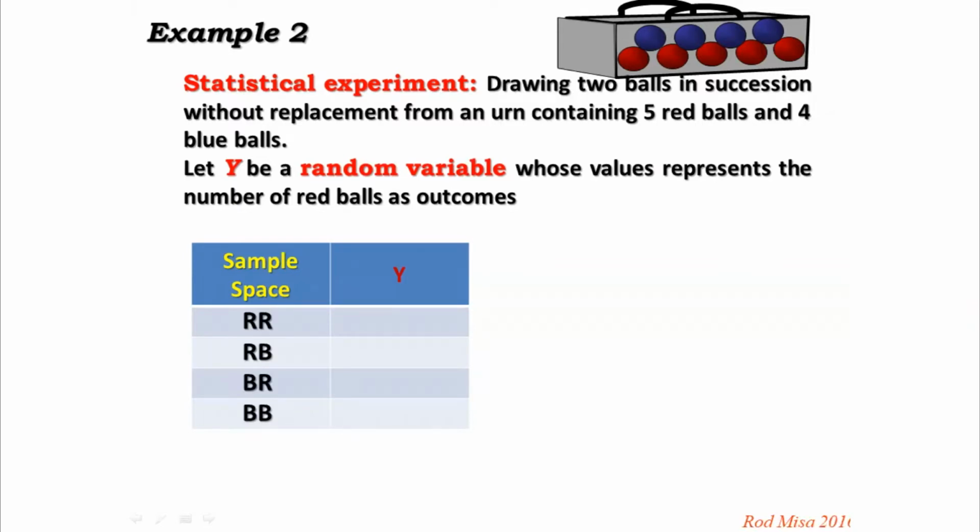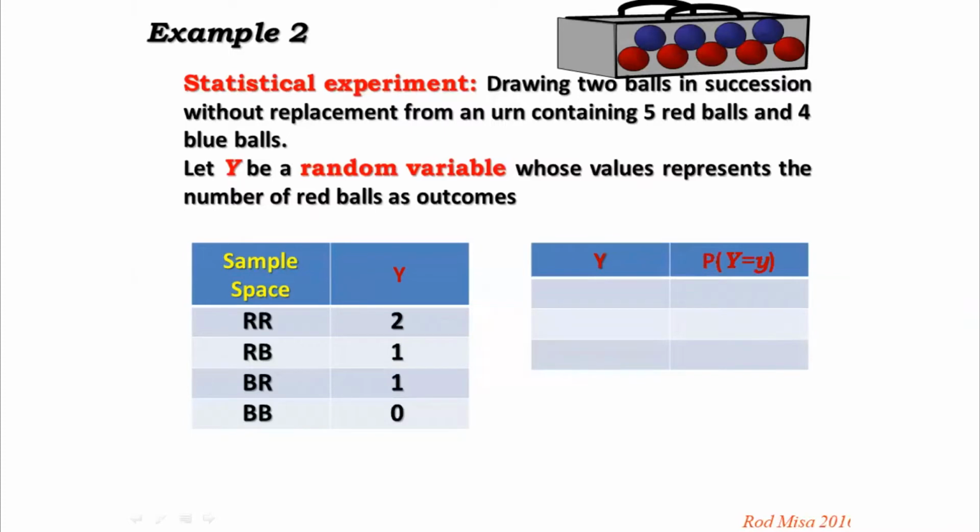So the value of our random variable Y in the first outcome is 2, since our random variable Y represents the number of red balls in the outcome. And in the second outcome, we have only 1 because we have exactly 1 red ball here. And with the third outcome, we still have a value of 1 for our random variable Y because we only have a red ball during the second draw. And in our last possible outcome, we have 0 as the value of our random variable Y since we don't have any red ball here.